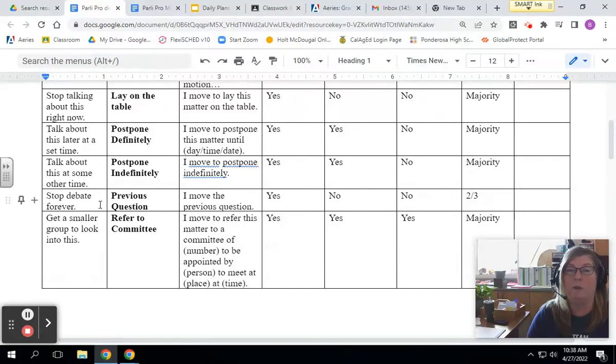If 2/3 of the room agree with you that we should stop debate on this and vote, then that's what will happen. If they disagree with you, then that means they want to keep talking about it and you would debate some more. And then you can also refer to a committee. Like if you're discussing something and it's just going nowhere, maybe you don't have enough information, you don't have the right people in the room. And so here's how you do that.